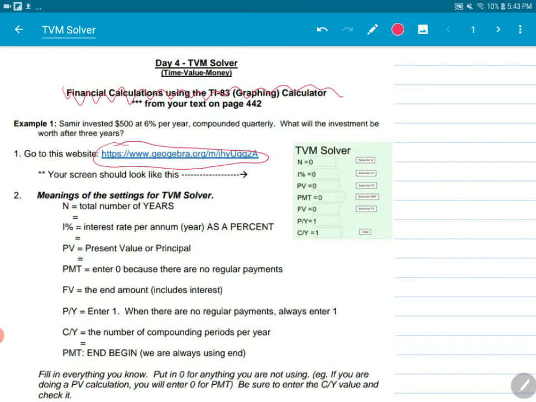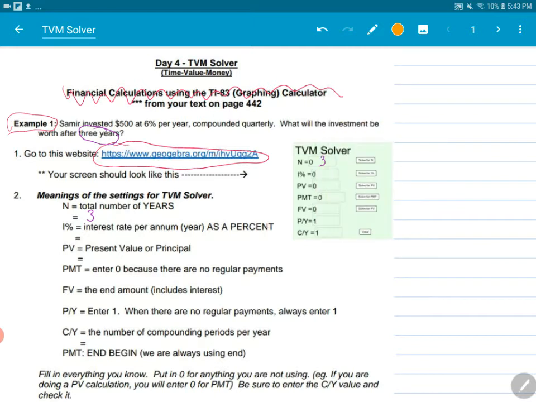But we do need to know what all of these words, or these letters, mean. So N is the total number of years. If we look at our question here, we can fill it out as we go. Example 1 says, Samir invested $500 at 6% per year, compounded quarterly. What will the investment be worth after 3 years? N is the number of years, so that's 3 years there. So our N is going to be 3, which means in this spot of our TVM solver, which you can see in that green box off to the right, that's what your screen will look like when you open up the link. You put in a 3 there.